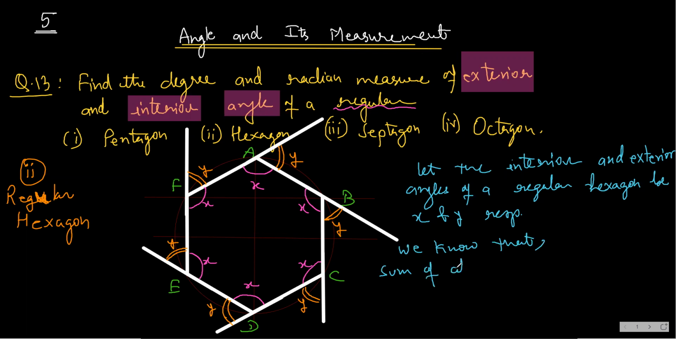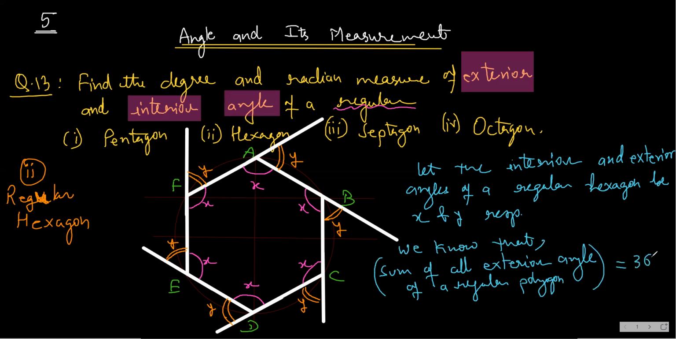sum of all exterior angles of a regular polygon equals 360 degrees. What is it equal to? It is equal to 360 degrees.